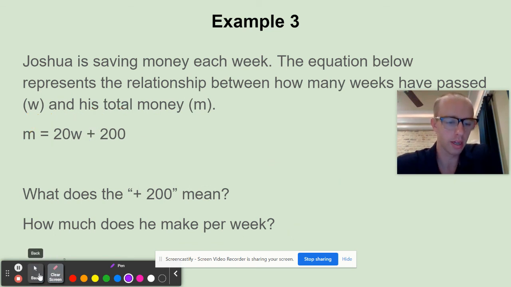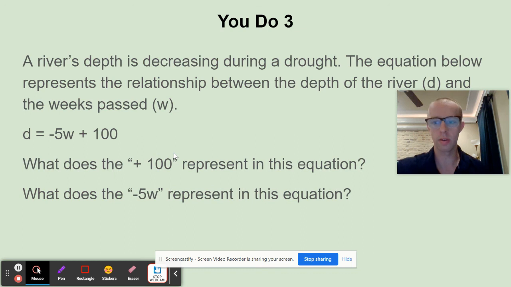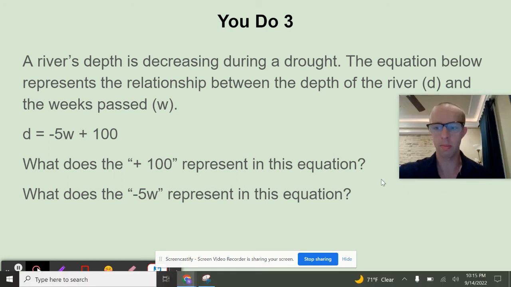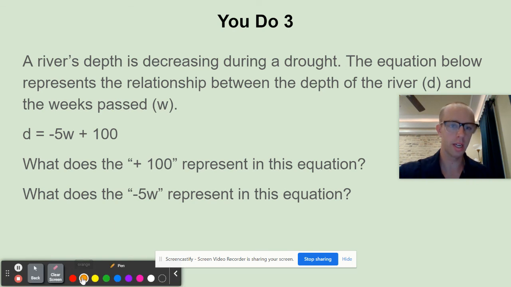Okay, I'm going to go ahead and clear this out, and I want you to try the last Udoo on your own. So go ahead and pause, and we will continue in a second. Okay, the river's depth here is decreasing during a drought. The equation below represents a relationship between the depth of the river D and the weeks past W. So the depth of this river is equal to -5 times the amount of weeks plus 100.